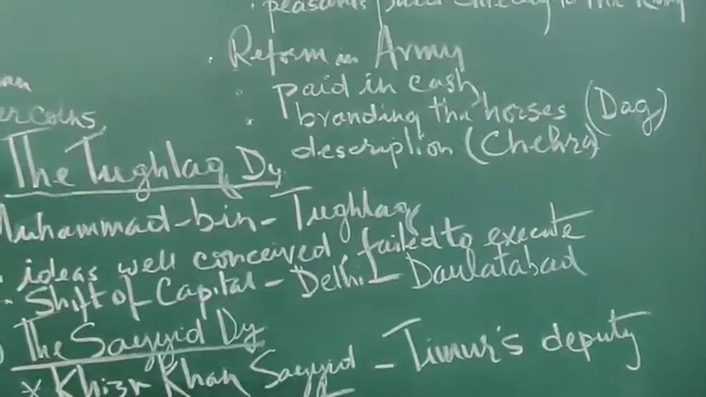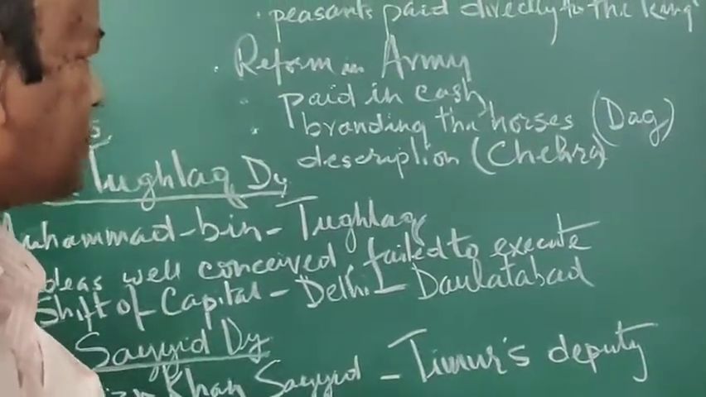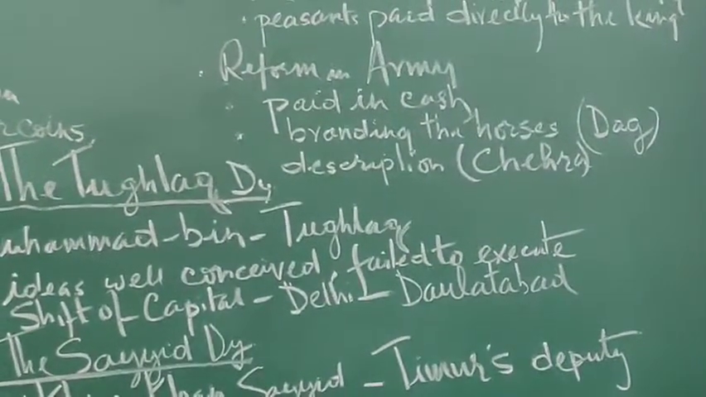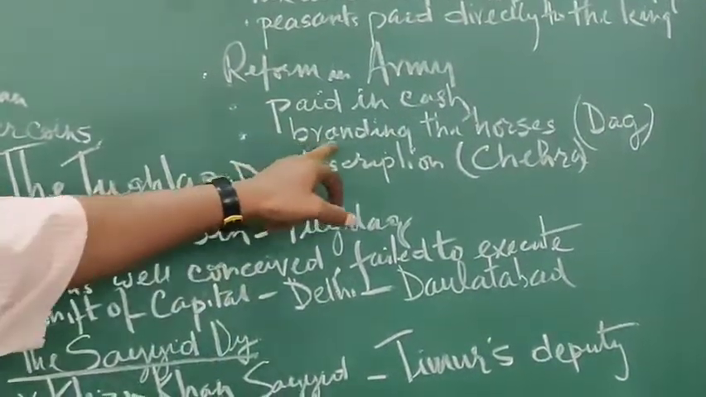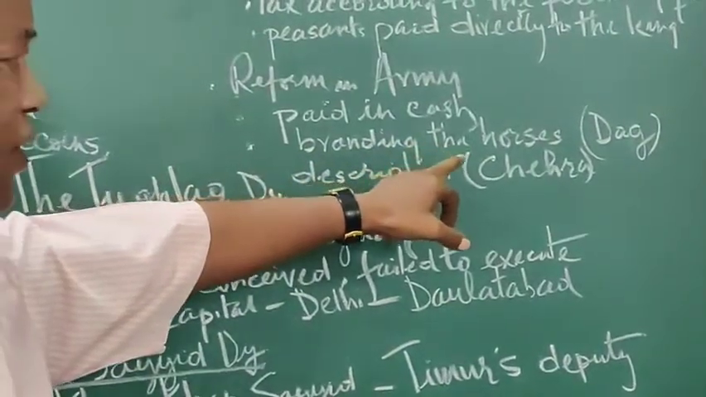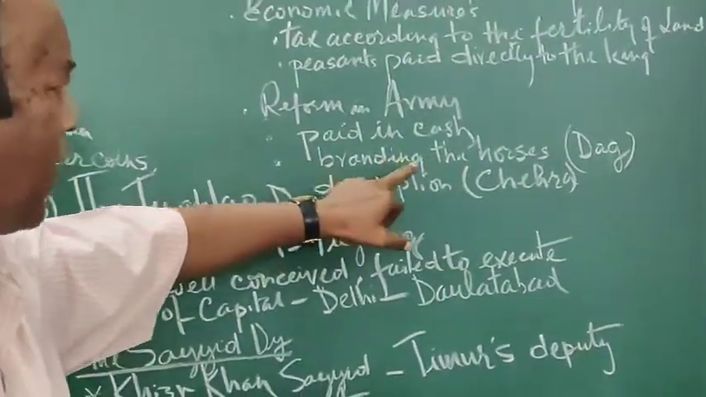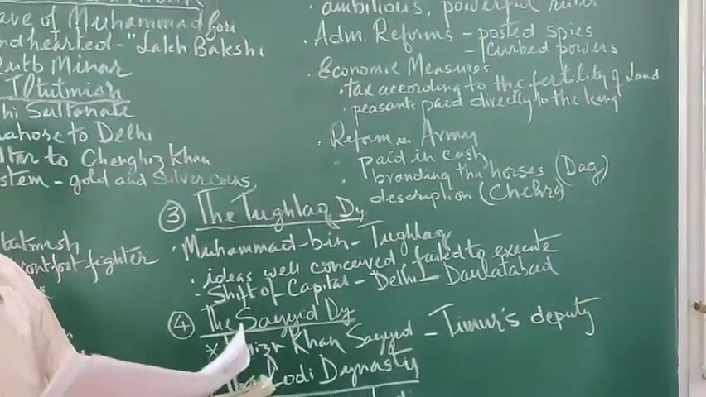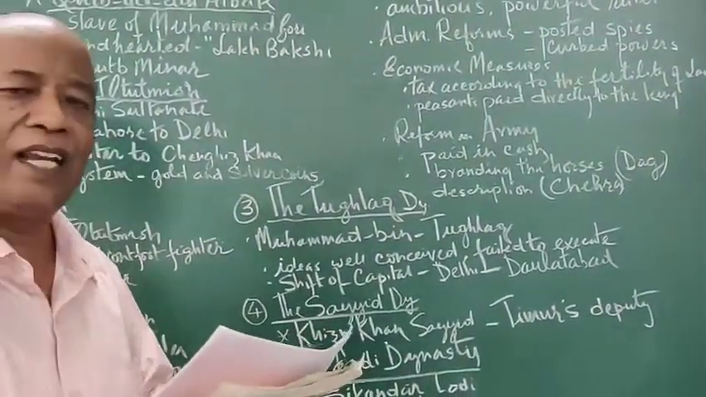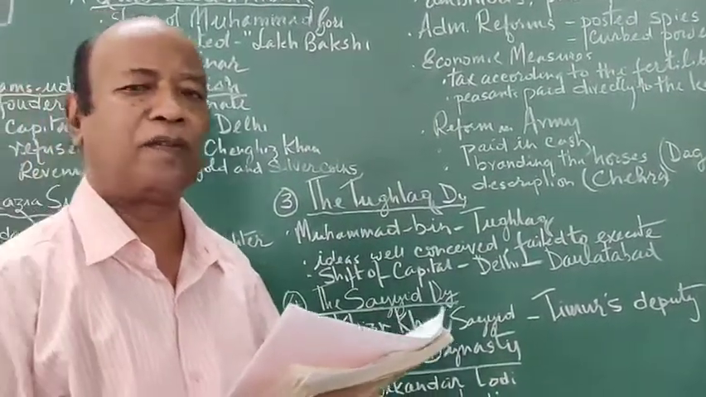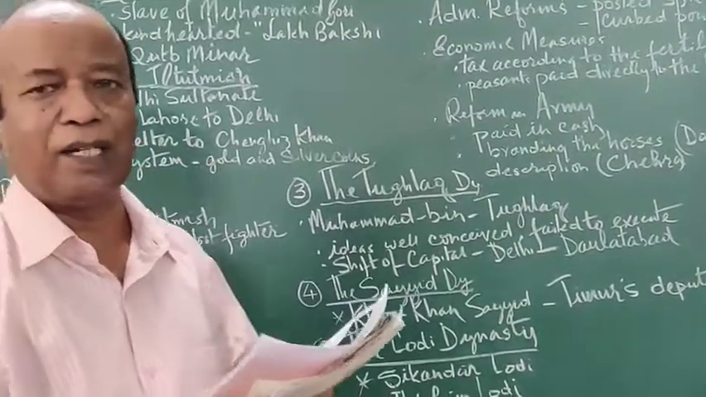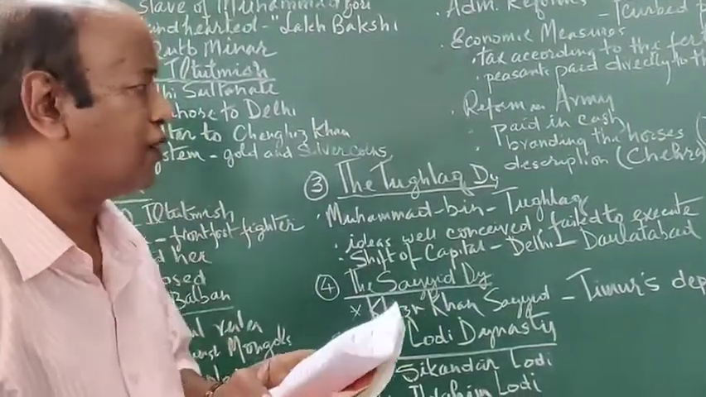Secondly, he started branding the horses. They had many horses, and they started branding them. So when they branded the horses, they knew which horse was which kind. They could differentiate and select superior horses from the inferior horses. So that was the reform he brought in his army, branding the horses.